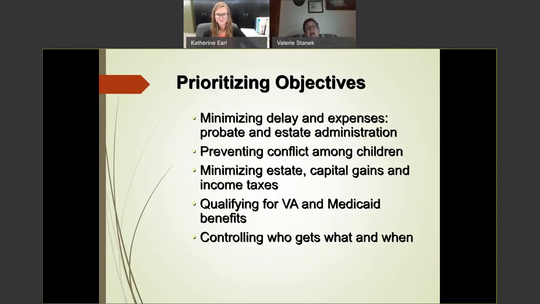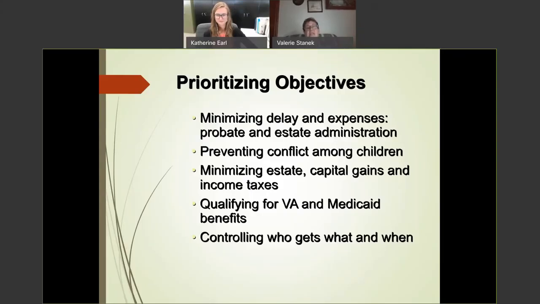Another objective that you might have is to minimize your taxes, whether that be estate taxes, if you're fortunate enough to have an estate large enough, and we're talking $10 million or more, large enough to be concerned about estate taxes, or for the rest of us mere mortals, capital gains taxes and income taxes, which are also a concern.